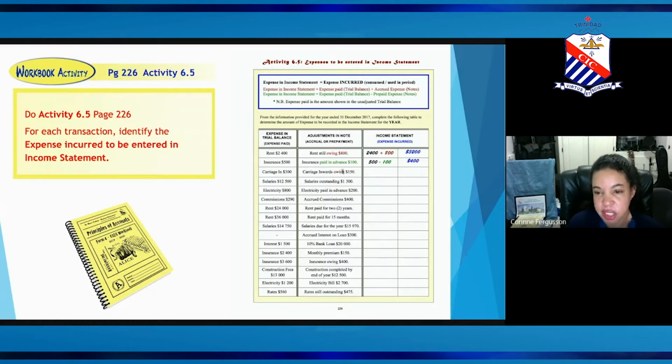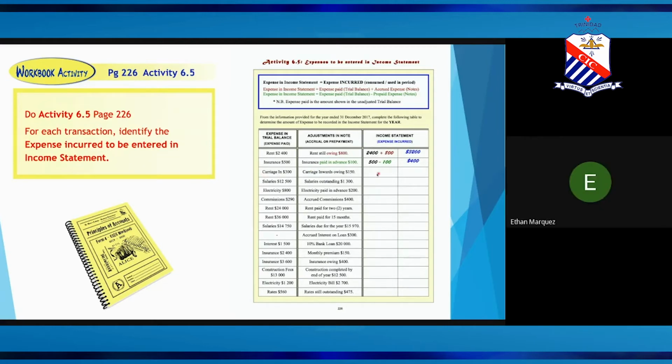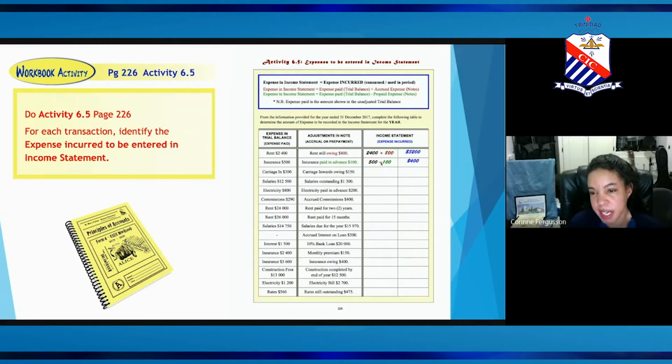So for example, when you see owing, that means it's an accrual. And what do you do with accruals? You add the accrual to the amount paid. So you're just going to put your working here. Like this one, rent paid was 2,400, accrual was 800. So since you add accruals, it will be the 2,400 plus the 800, and this column will be your answer in terms of what is the expense that is incurred or goes into the income statement, right? Which in this case would have been 3,200.